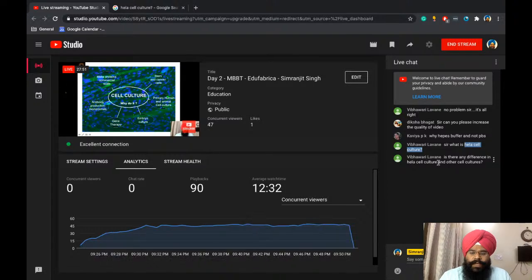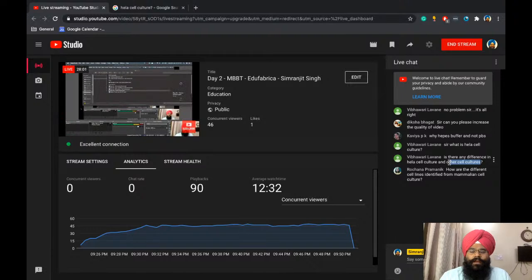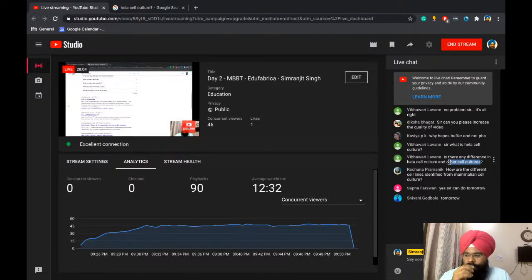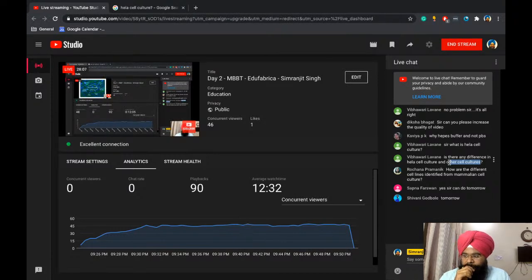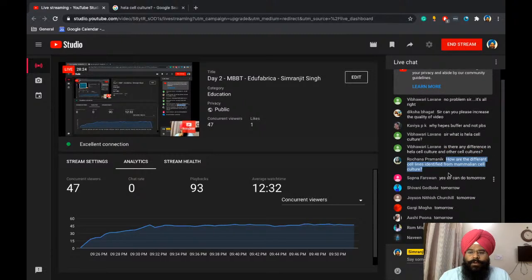What is the difference between HeLa cell culture and some other cell cultures? Other cells need maintenance for a long time and will not grow for longer periods, like HUVEC cells and all these things. They have a specific lifespan, but HeLa cells keep growing on because of the telomerase activity. Yeah, so we do everything tomorrow. I know it's too much for you today. So we do the rest of the part tomorrow. How are different cell lines identified from mammalian cell cultures?